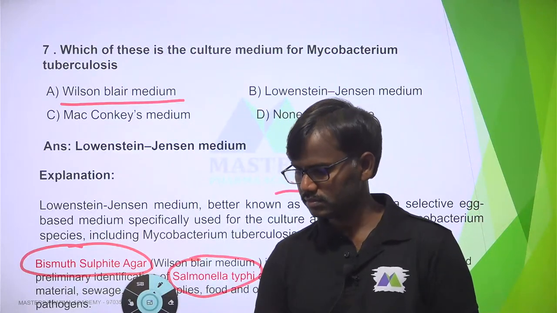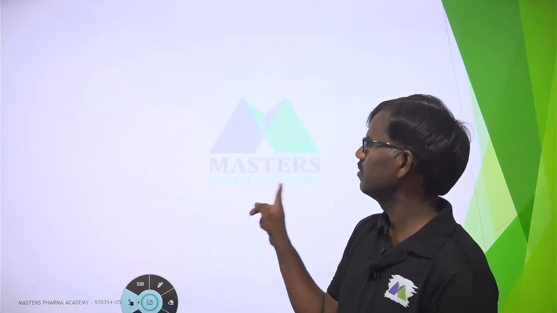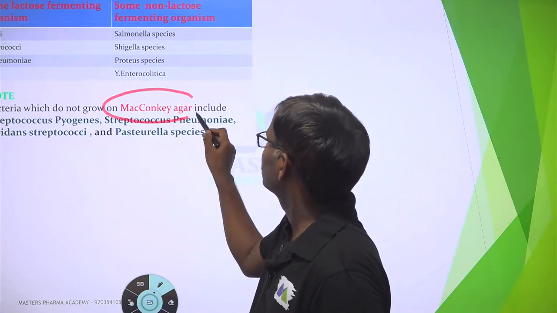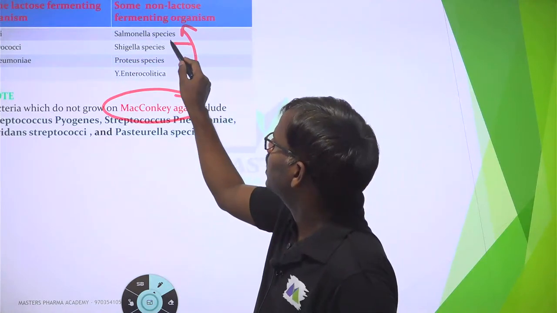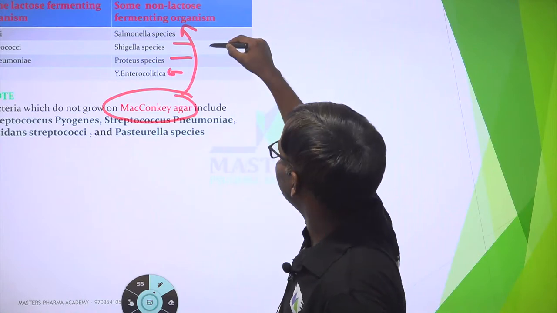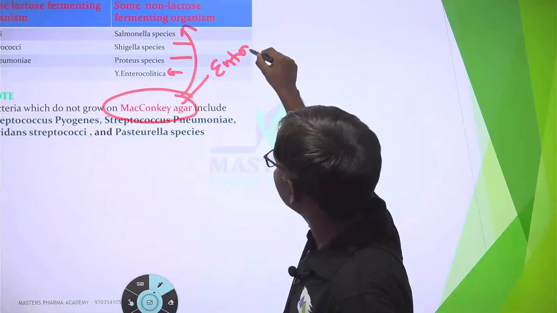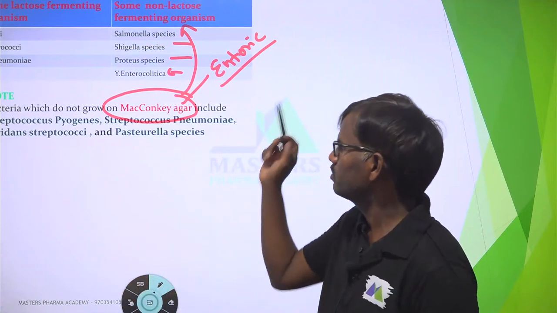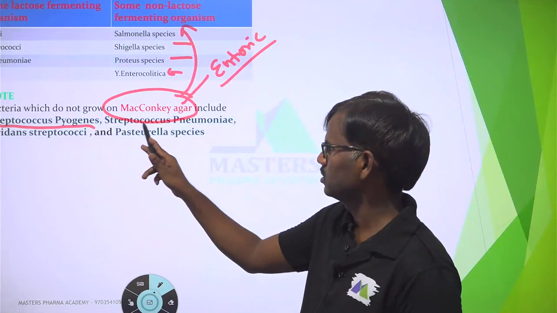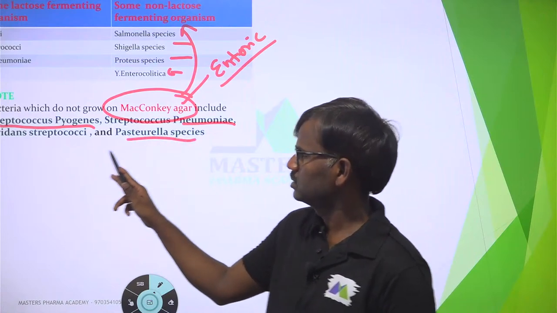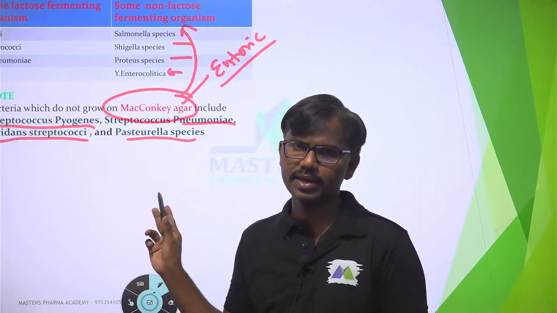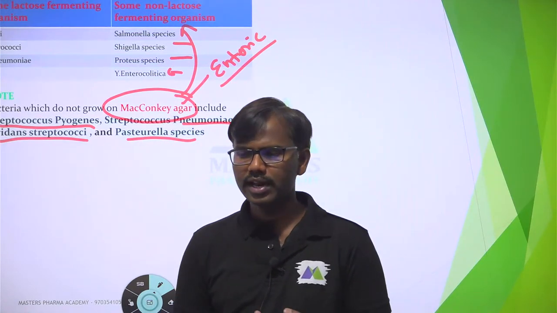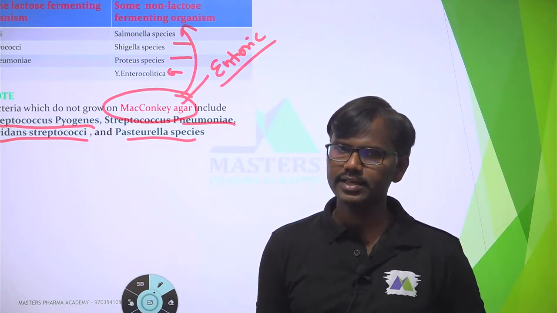Okay, good. And there are other media we will discuss here. This MacConkey medium is also very, very important. It is used to identify Salmonella species, Shigella, Proteus and Enterocolitica. Mainly the MacConkey medium is used for enteric bacteria, the bacteria present in the intestine. This MacConkey medium will not be used to identify Streptococcus pyogenes, Streptococcus pneumoniae and Pasteurella. We use it only for enteric bacteria, especially E. coli, and as we discussed Salmonella, Shigella and Proteus species.